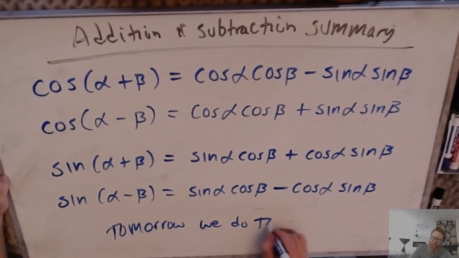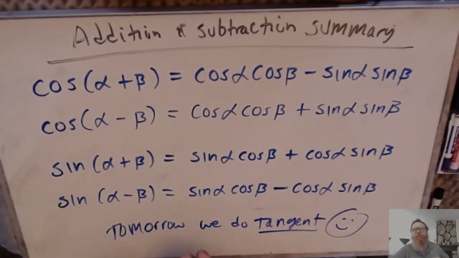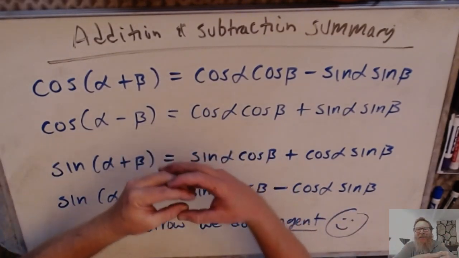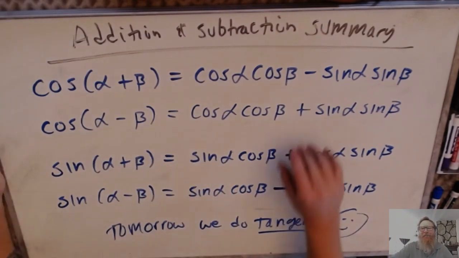Tomorrow, we do tangent. Okay. You probably know what I'm going to say. I'll see you tomorrow. But tomorrow, we will take sines and cosines and mix them together, and that's how we're going to get the tangent.